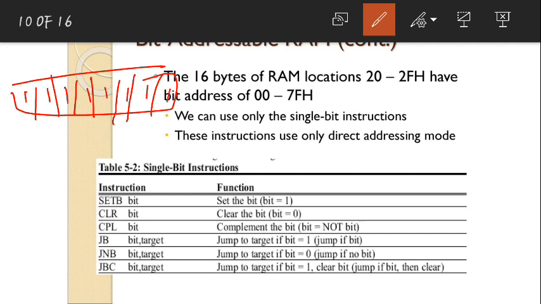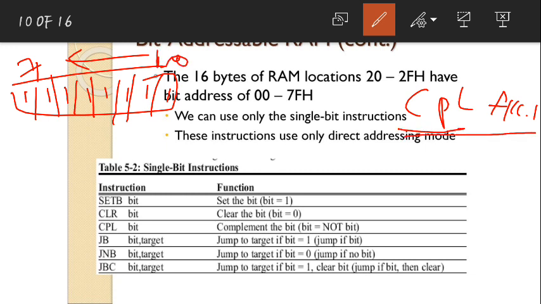Okay, you have all ones, and this is your accumulator's 0th bit and this is your 7th bit in this direction, LSB to MSB. Now you want to complement one bit of the accumulator, you want to complement ACC.1. That means this is the 0th bit and this is the first bit. So the instruction you will write is CPL ACC.1.